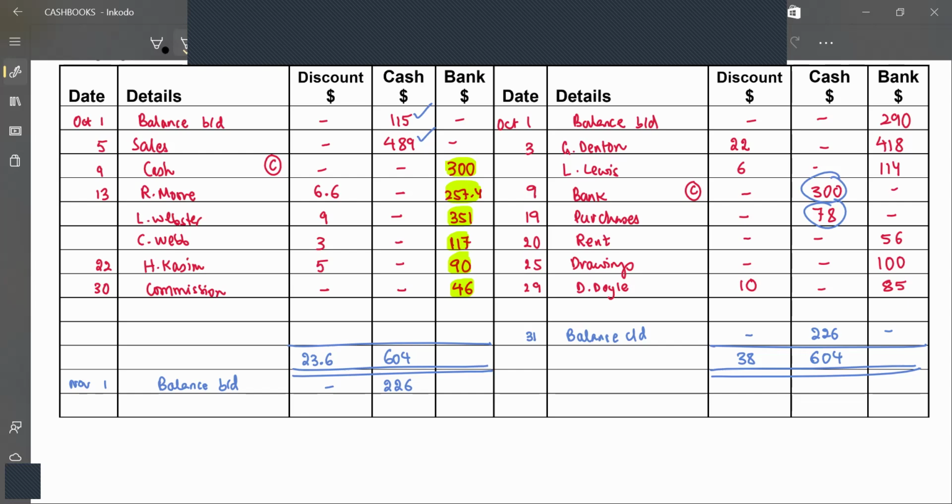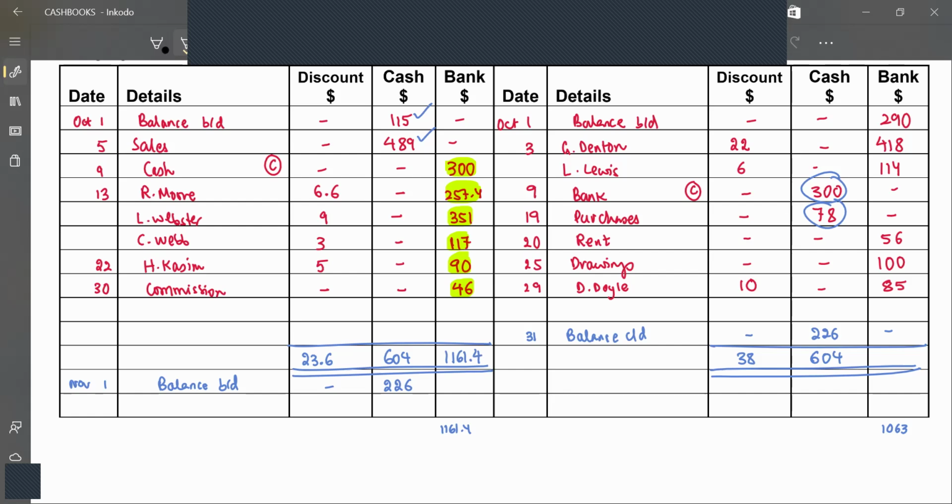I'm going to write with a pencil here 1063, the total of the credit column of the bank account, and then 300 plus 257.4 plus 351 plus 117 plus 90 plus 46. This makes a total of 1161.4. Now out of these values, you're going to judge which side is the heavier side. Obviously, by the looks of it, it appears to be the debit side, right? So the total of the debit side is 1161.4. The heavier side totals are always placed in the totals, okay?